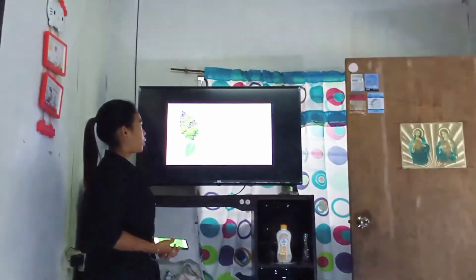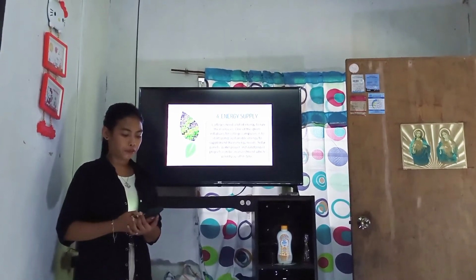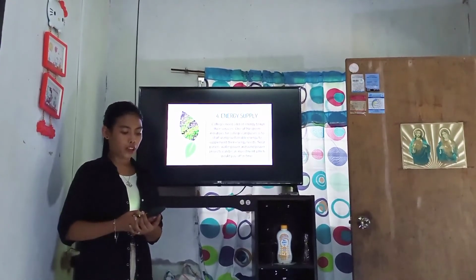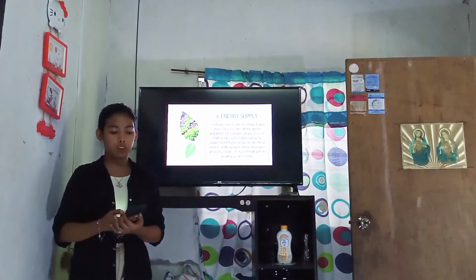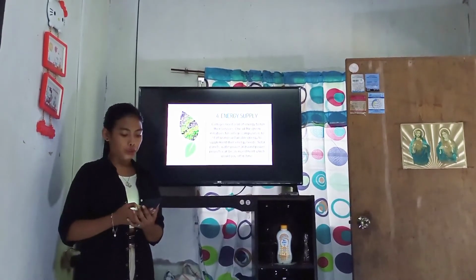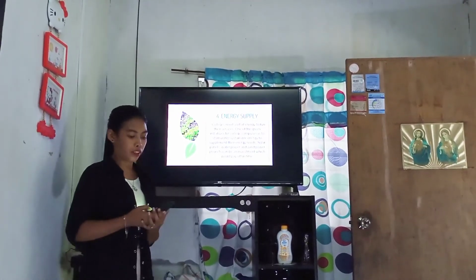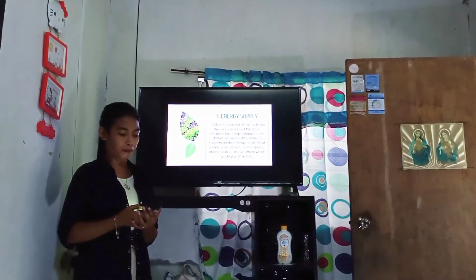Number 4 is energy supply. Colleges need a lot of energy to run their services. One of the green initiatives for college campuses is to start using sustainable energy to supplement their energy needs. Solar panels, water power, and wind power projects can be an investment which would pay off in time.